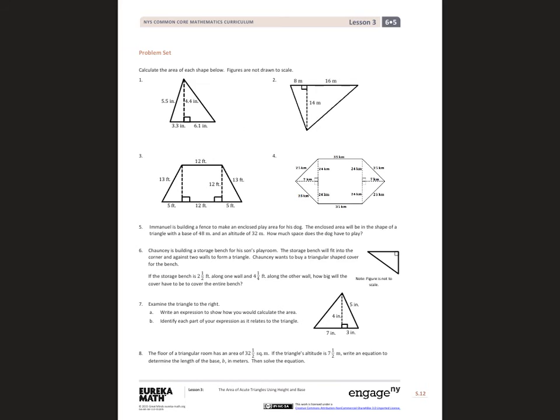All right, so give the problem set a go, and then check back for the answers. So pause the video and go for it, and then we shall move on.